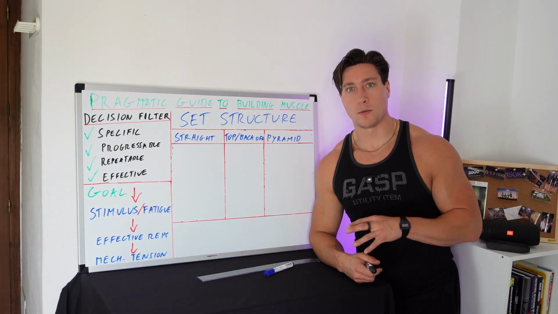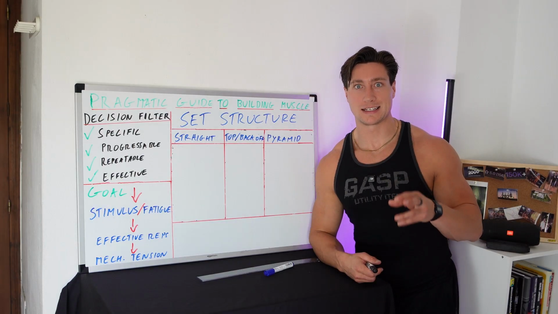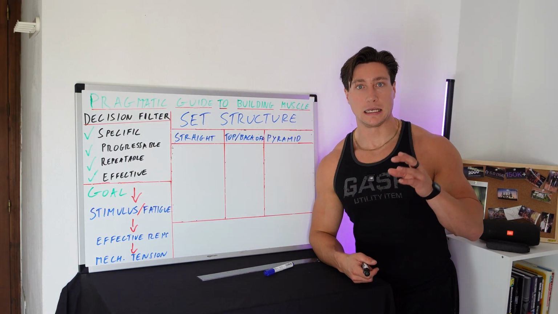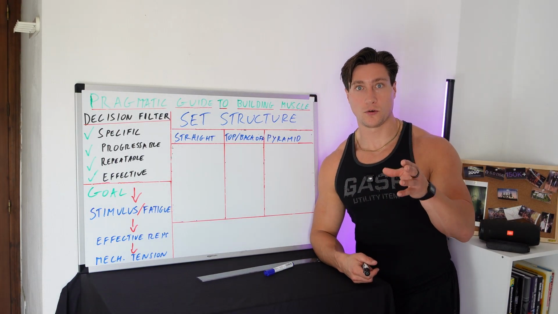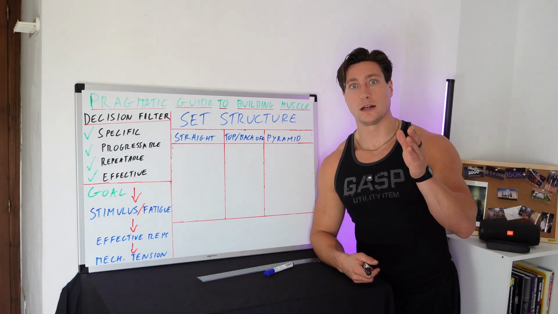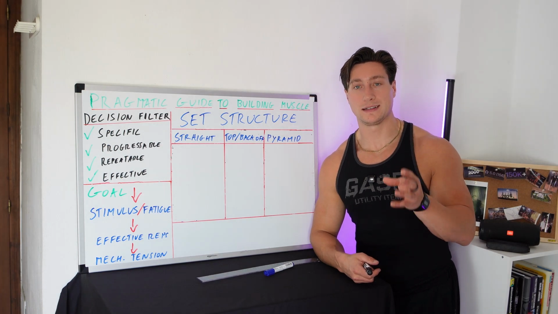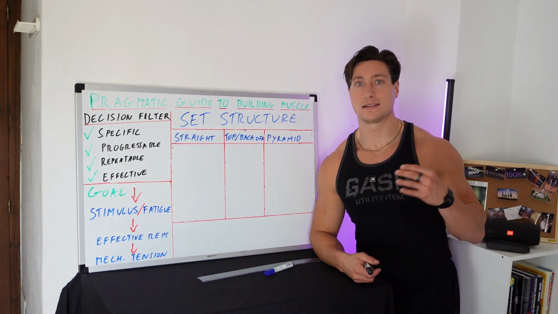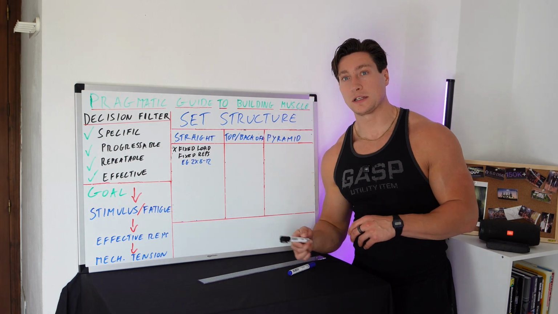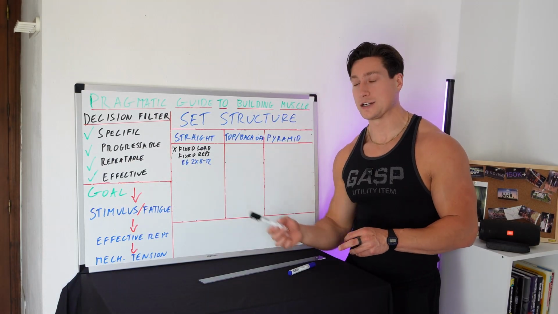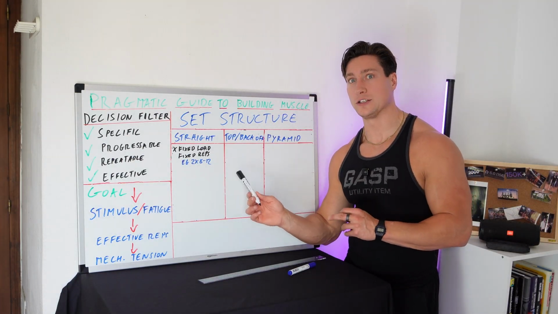Straight sets are the most common way that people perform their sets when they are in the gym. They have an exercise and they perform that with a fixed load and fixed rep scheme until the exercise is completed. This is straight sets. So an example here is you go into the gym and you do your leg extensions and you're doing 2 sets of 8 to 12 reps.